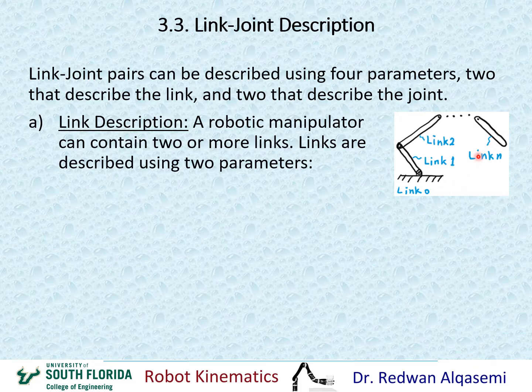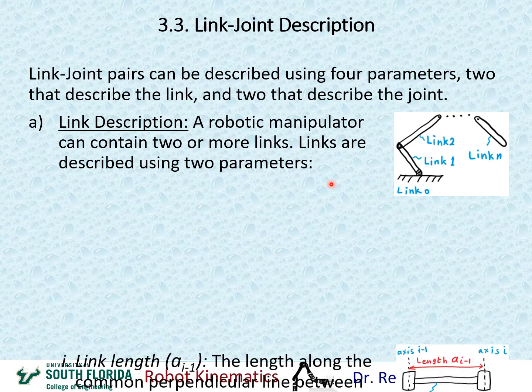Each two of these links is connected with a joint, either a prismatic joint or a revolute joint for our course. So this chain of links makes up the manipulator, and we start with link 0 and go down to the last link, which I called n. Each link will be described using 2 parameters. Remember, we have 4 parameters total for link-joint pairs. 2 of these parameters are for links, so for the link we'll define 2 parameters right here.